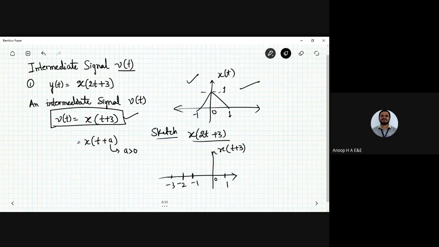Just for your understanding, I'm writing here. What you can see here is minus 1 plus 3, that is 2. So you have a signal somewhat like this. Let me write it here. This is equal to 1 here. The signal is being shifted by 2 units. Sorry, one minute, just a moment.